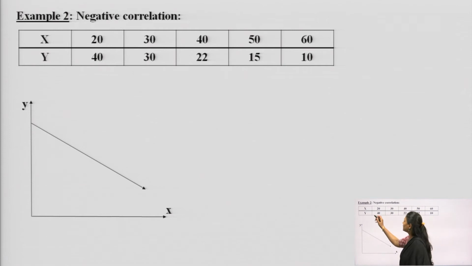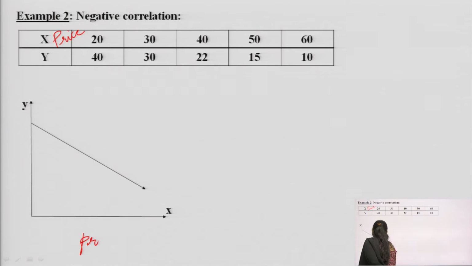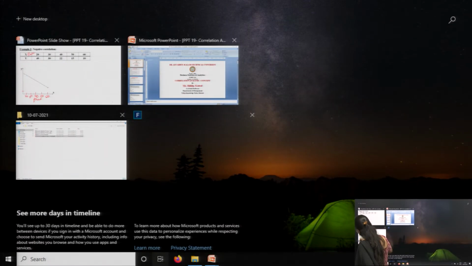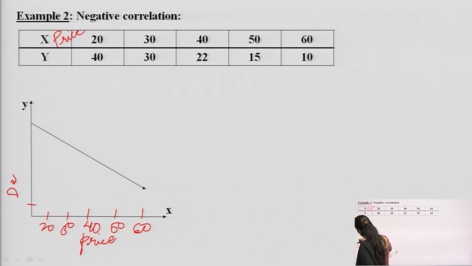It shows you that if we are taking price of commodity onto the x axis, that means this is the price where it is 20, 30, 40, 50 and 60, and onto the y axis we are taking demand y as 40, 40, 30, 22, 15 and 10.